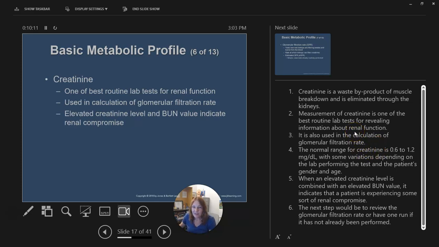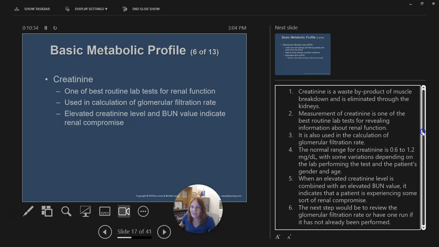Our creatinine is a waste byproduct of muscle breakdown. It is eliminated through our kidneys. Measurement of creatinine is one of the best routine labs for revealing information about renal dysfunction. It goes hand in hand with our BUN. It is also used in the calculation of our glomerular filtration rate, our GFR. The normal range for creatinine is 0.6 to 1.2.